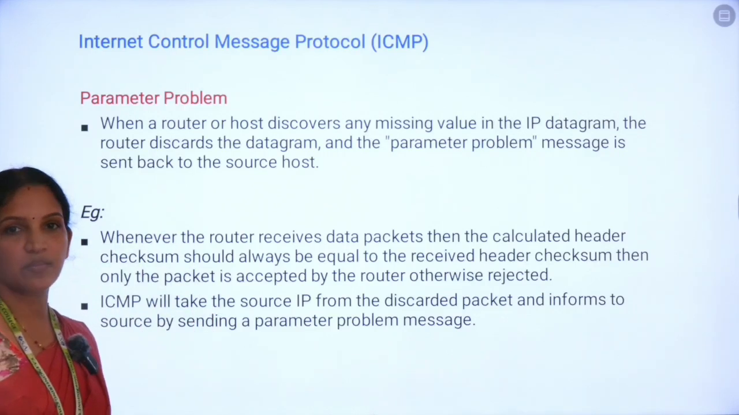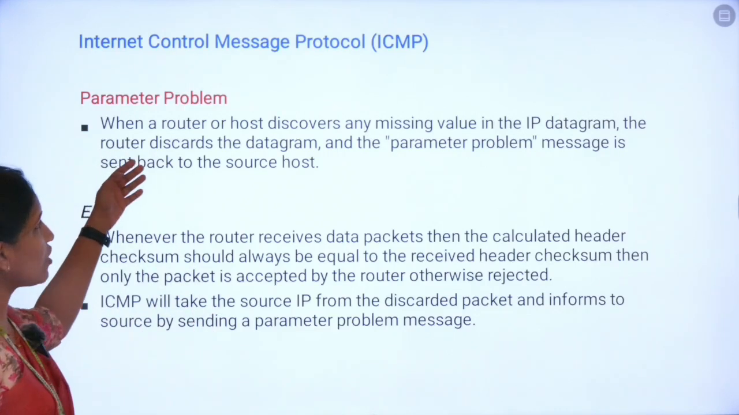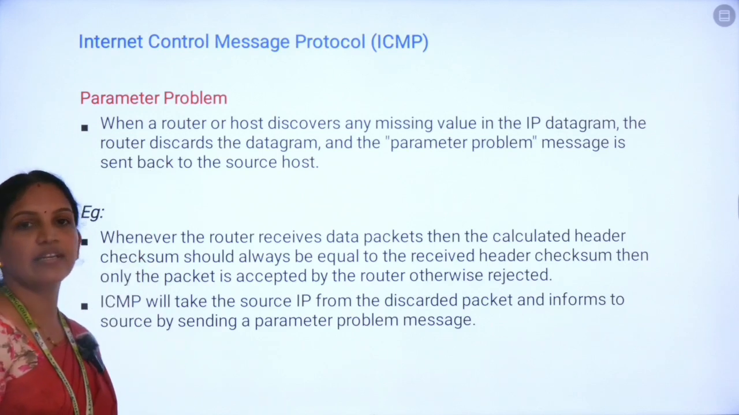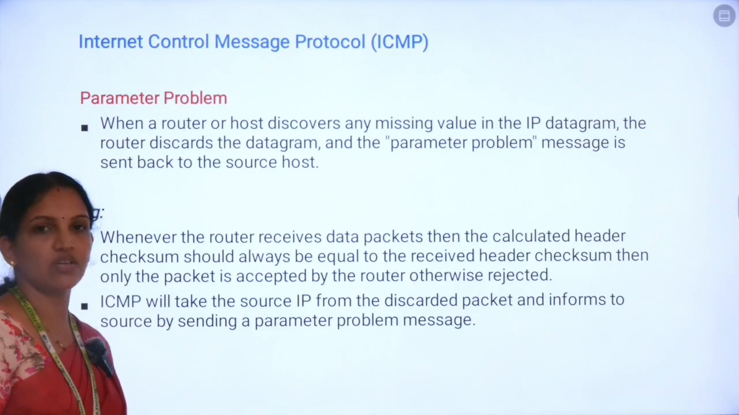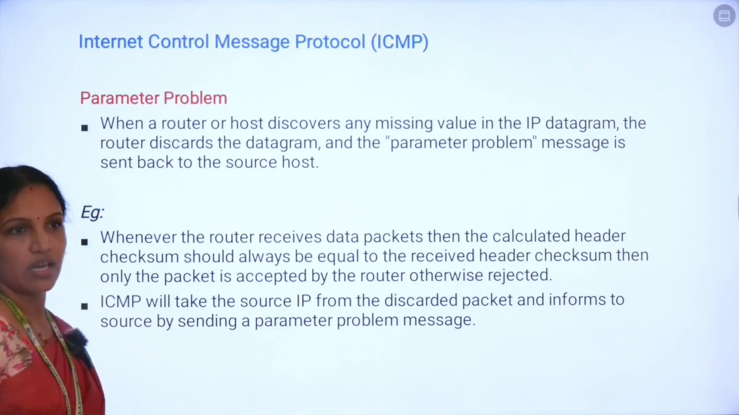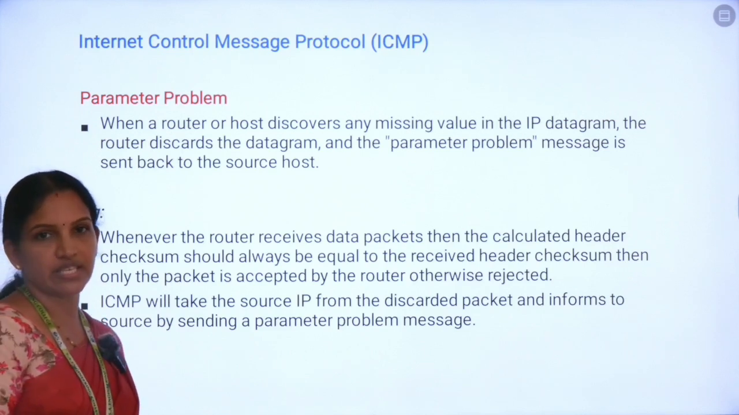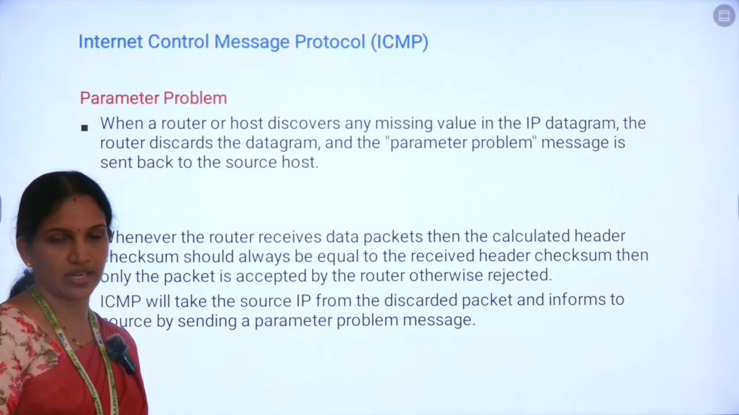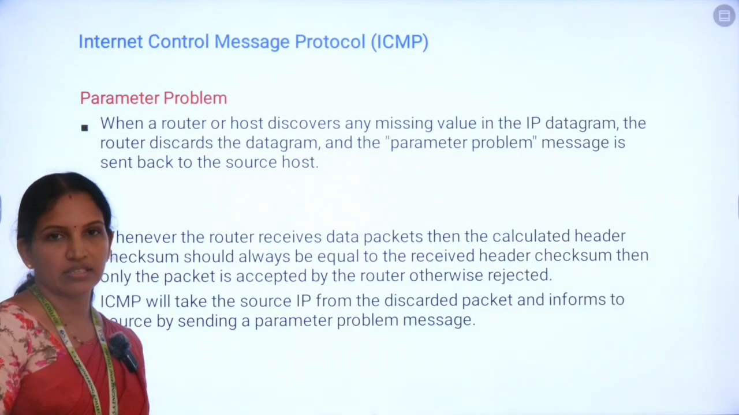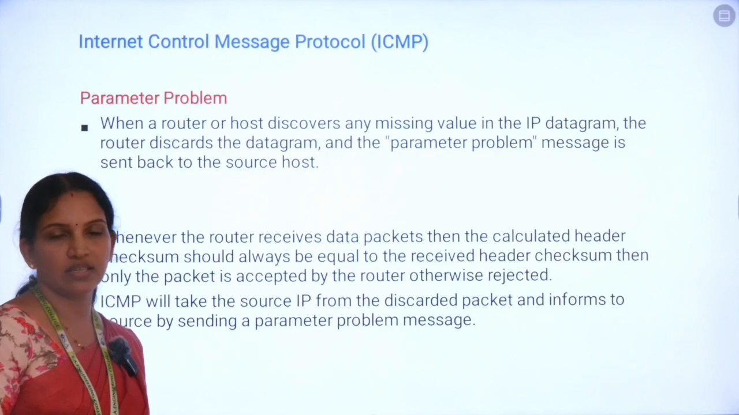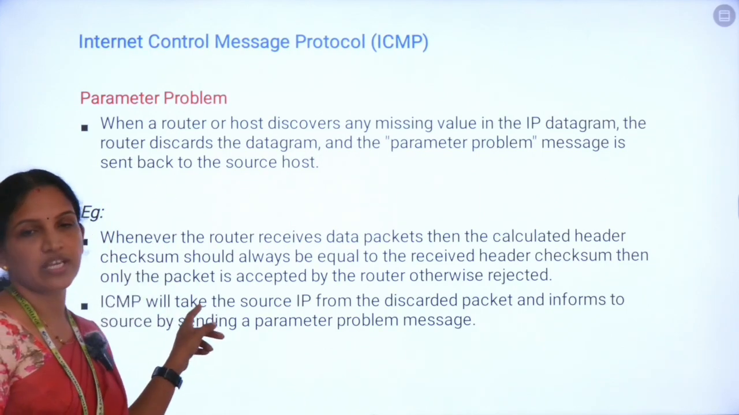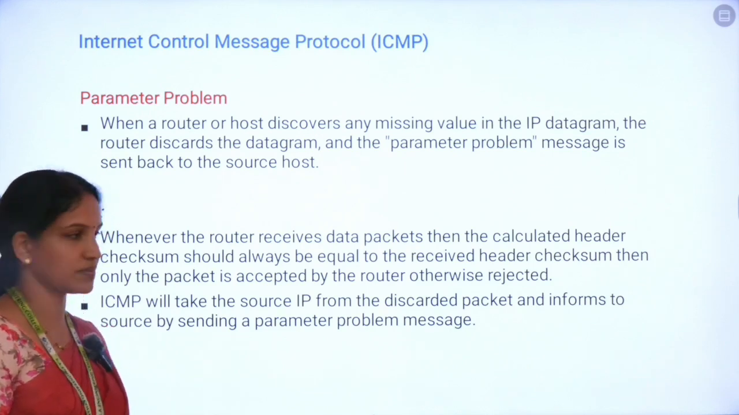Next is the parameter problem message. When a router or host discovers any missing value in the IP datagram, it will simply discard the packet and send a parameter problem message to the sender. For example, the checksum field in the ICMP message. The received checksum should be equal to the calculated checksum, then only the receiver will accept that datagram. If they are different, the receiver will simply discard the message. In that case, a parameter problem message will be sent back to the sender.